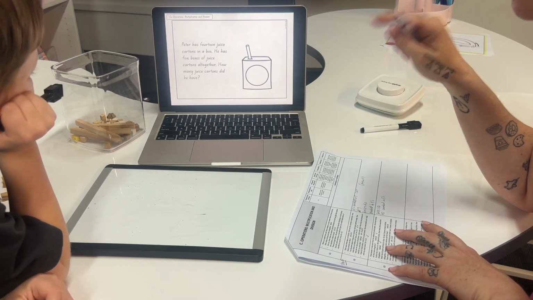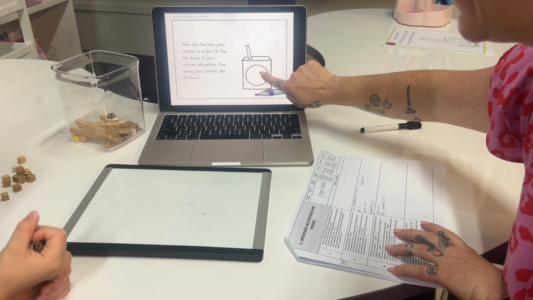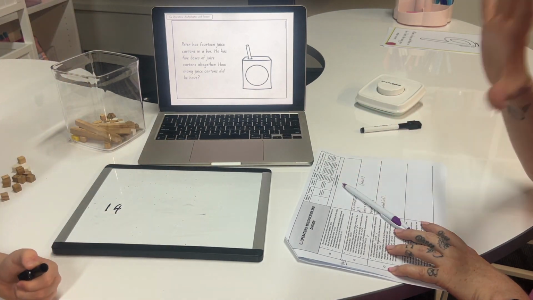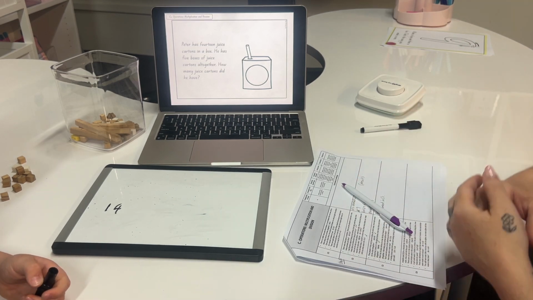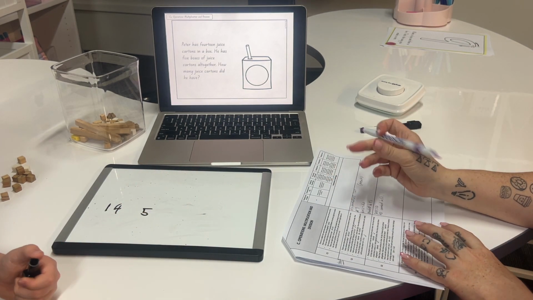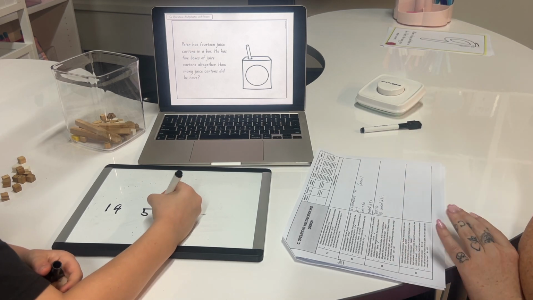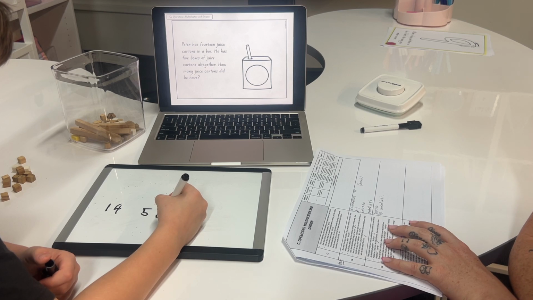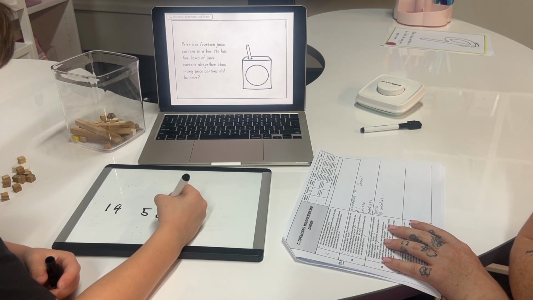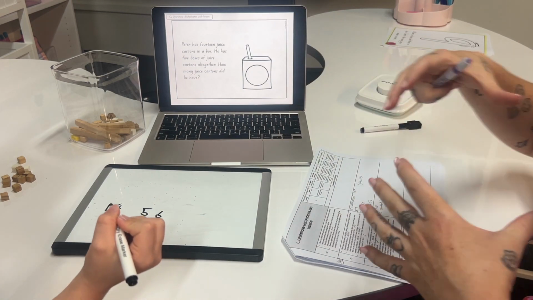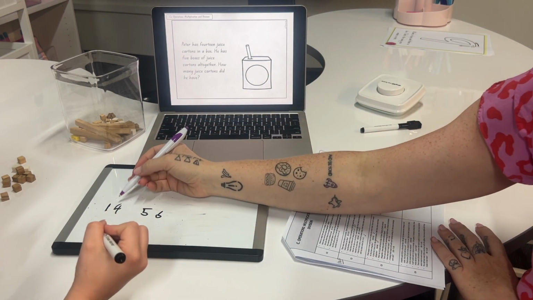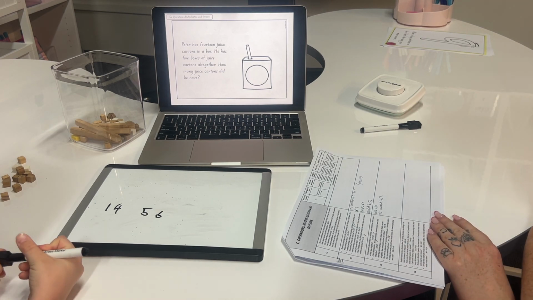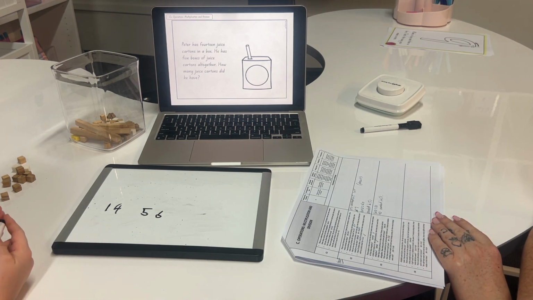So Peter has 14 juice cartons. 14, okay? He has 5 boxes of juice cartons altogether. How many juice cartons does he have? So he's got one box of 14 juice cartons. He's got 5 boxes altogether. And so we should say that we're on 14.